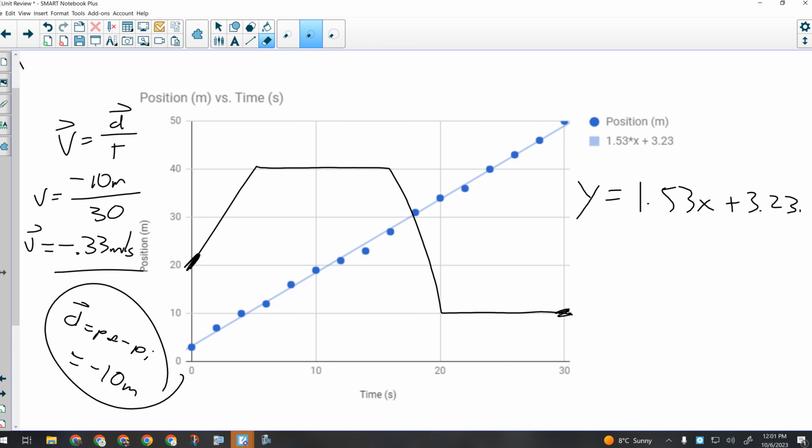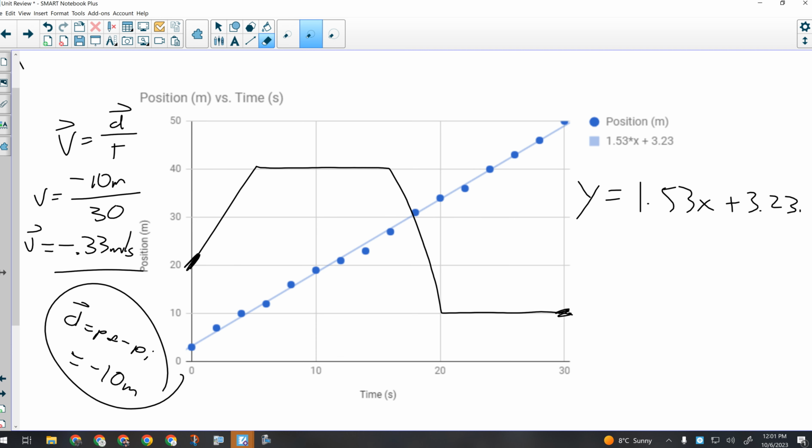When would you use the area under the graph? On a velocity versus time graph, to calculate displacement. But I don't want you to memorize that. If you're memorizing that, you're not learning how to analyze a graph. Yes, that's going to work.